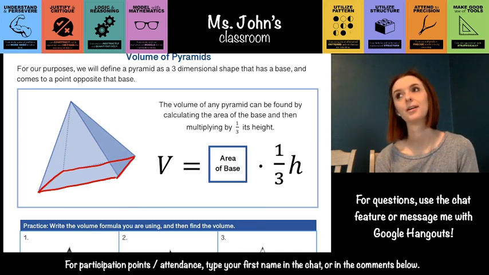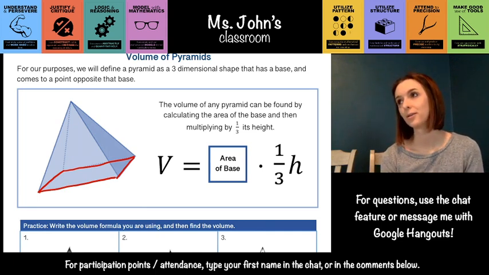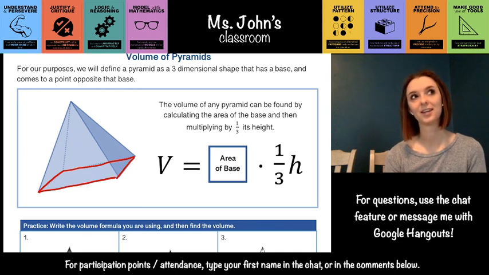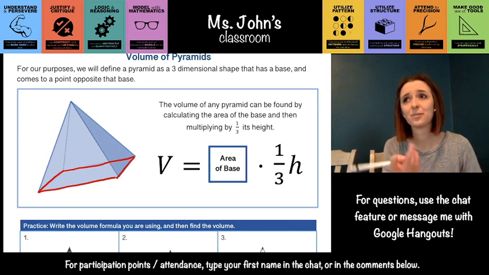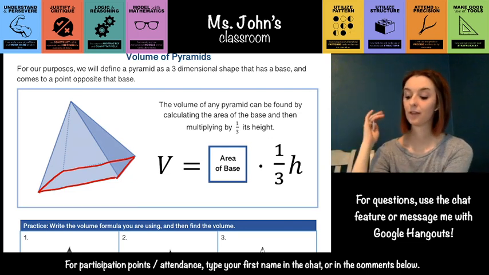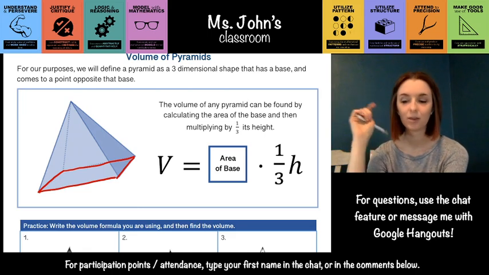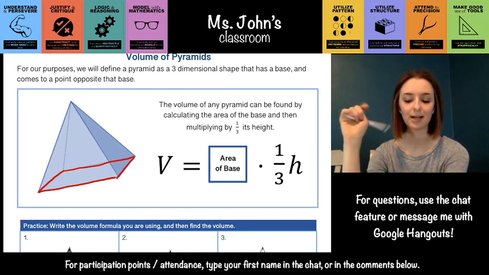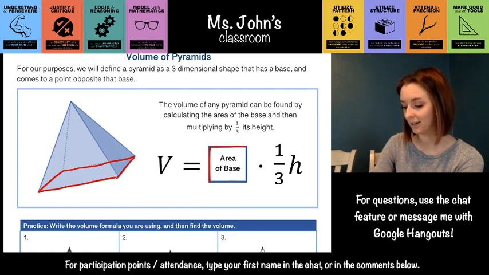You could have a circular pyramid, which we call a cone, another thing that I disagree with. And then literally you could turn anything into a pyramid. It just has a base of some shape and it all comes to a point, opposite that shape. So the volume of a pyramid can always be found by finding the area of the base and then multiplying it by 1/3 times its height. So the only thing that we added here is that this is going to be 1/3.